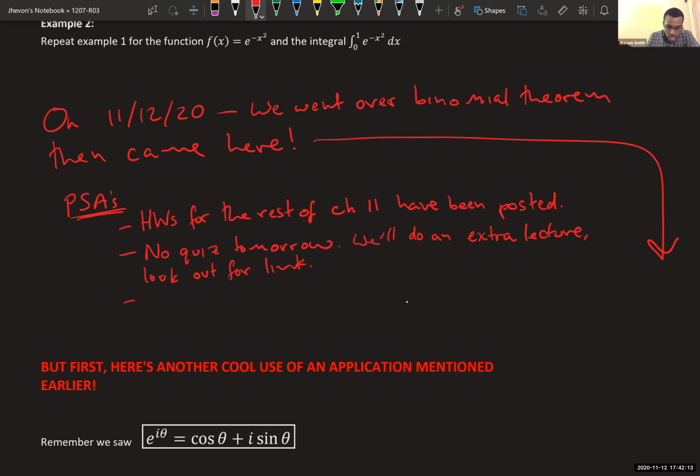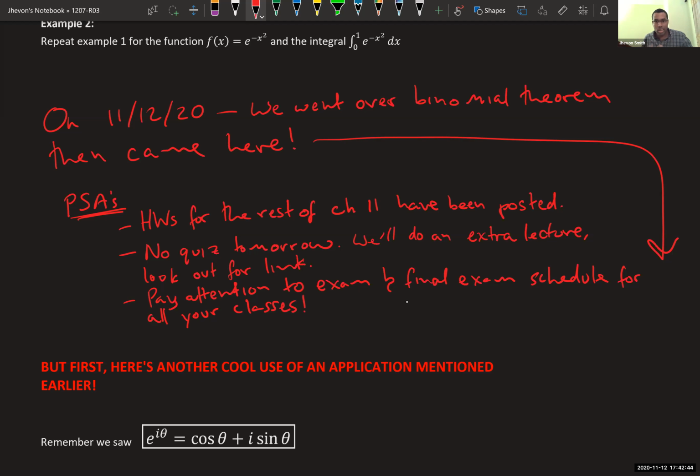Okay, what else do I want? I just do want to remind you guys again to pay attention to exam and final exam schedule for all your classes. So you know when my second test is going to be, and you have a rough idea of when the quizzes are going to be. It's always on a Friday. Make sure you know this information for the rest of your classes. I also sent you the link to the final exam schedule. Make sure you know when the finals for all your classes are.